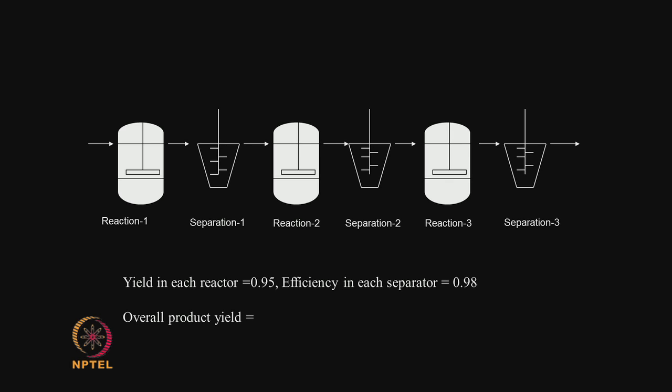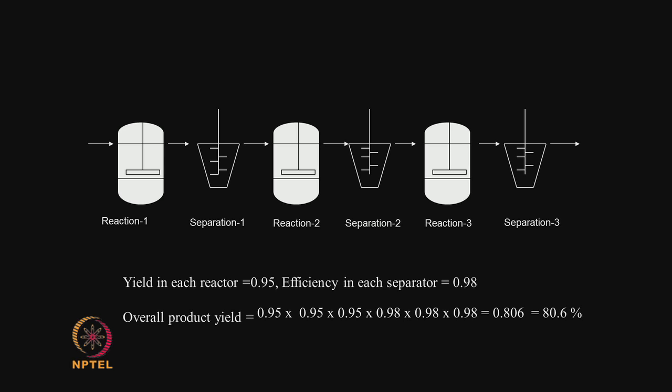You have 3 reactors or 3 fermenters and we have 3 downstream units like this. The yield in each of the reactors is 0.95, 0.95, 0.95 and each of the downstream units is 0.98, 0.98, 0.98. So, if you multiply all of them to get the overall product yield, what do you get? You get 80% only. That means 20% of your product is not getting recovered at all in your downstream.